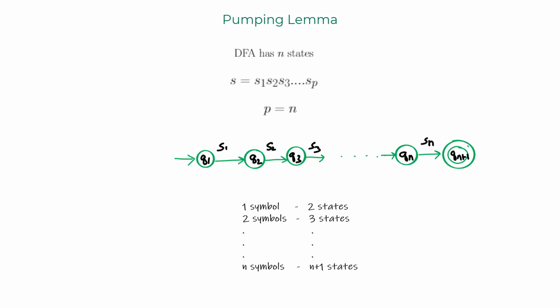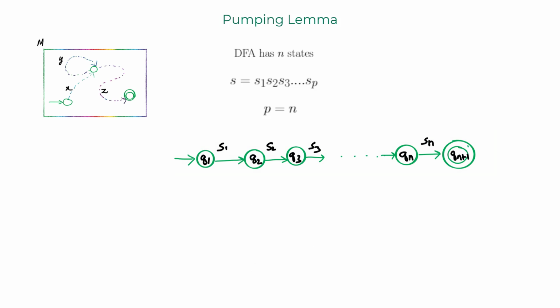Hope this makes sense. If there are n unique states in the DFA and we have n plus 1 states traversed, common sense tells us that one of the states would have repeated. The repetition of a state indicates that there is a pump. When there is a pump, it means we encountered both x and y in this string. Hence, we can say that the length of x and y put together is less than or equal to p, because the length of x and y is definitely less than p plus 1.